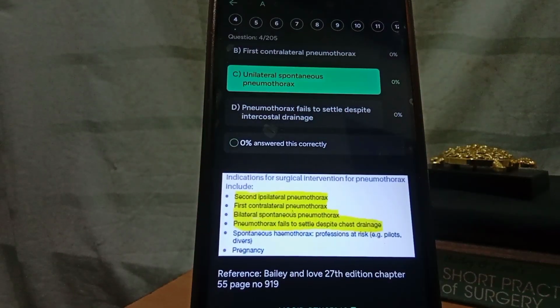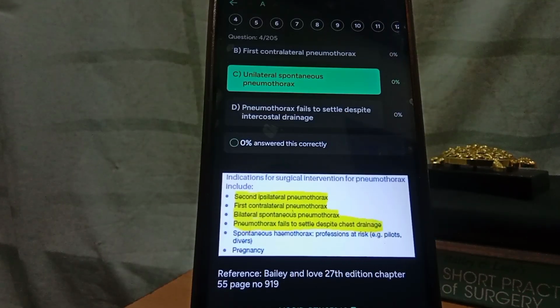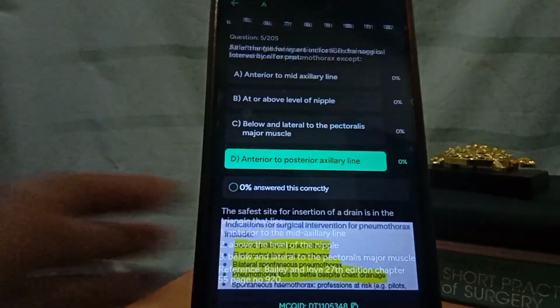So the indications for surgical intervention for pneumothorax include second ipsilateral pneumothorax, that means after the first pneumothorax, a second ipsilateral pneumothorax, then first contralateral pneumothorax, opposite side pneumothorax, then bilateral spontaneous pneumothorax, the pneumothorax that fails to settle despite chest drainage, then spontaneous pneumothorax, and pregnancy. These are the indications for surgical intervention for pneumothorax.